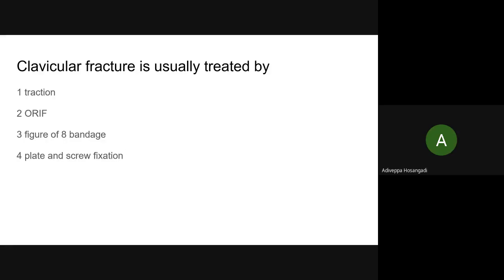Roshan, we had stopped at the shoulder, I think. So we'll continue the upper limb trauma part 2 with the clavicle fractures. Clavicle fracture is usually treated by a figure of 8 bandage. So, no brainer, easy to answer, isn't it?